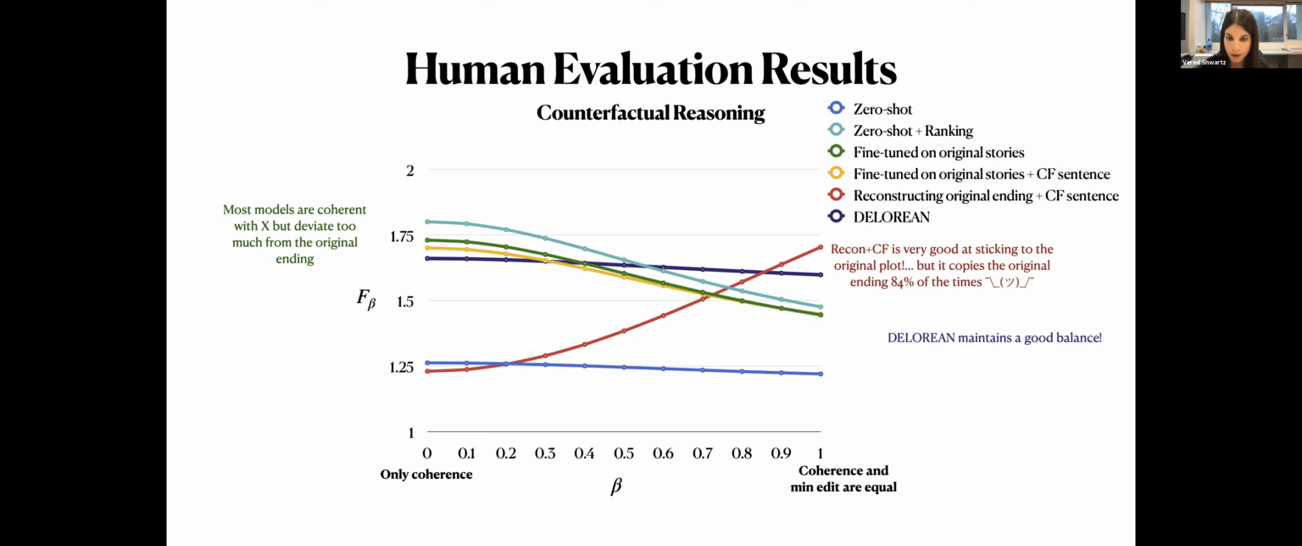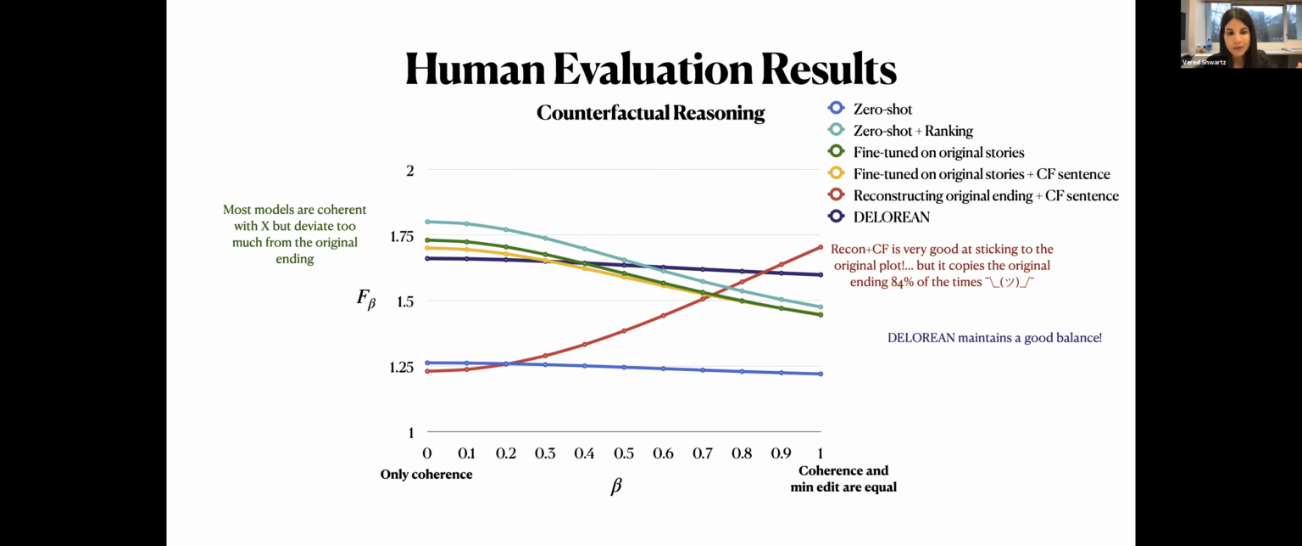So looking at the pink model, Recon plus CF, that's from the original TimeTravel paper. This is a supervised model that gets access to the original ending as well as the beginning of the story. And then what it learned to do is it's very good at minimal edit, but it's not very good at coherence. What it basically learned to do was to pretty much copy the original ending, which is not very smart, but it still gets a really good performance on minimal edits because it's minimizing the edits, but it's not a really good model.